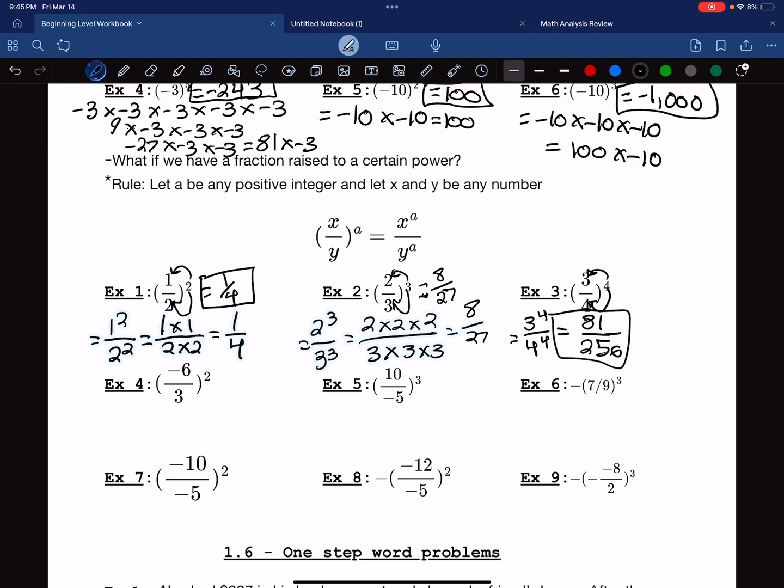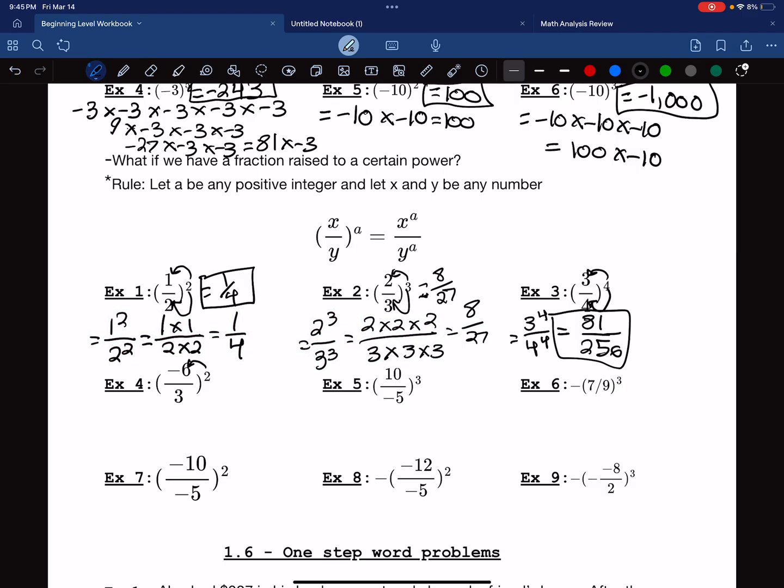Now, before I go through example 4, I encourage you to try this one on your own and give it a go. Just one thing to keep in mind is we now have a negative number. So assuming you have given this a try, let's work through it together.